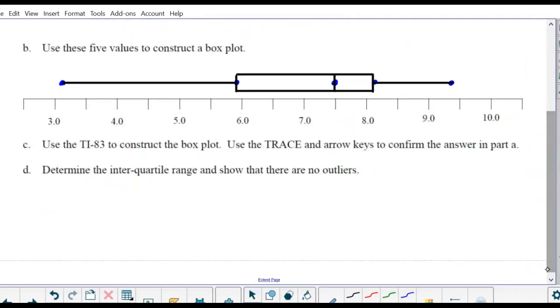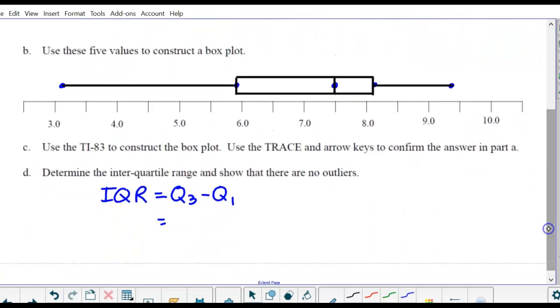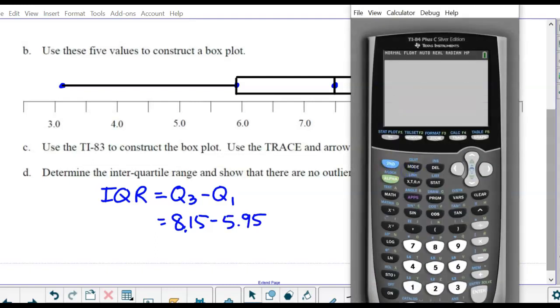So determine the interquartile range. Remember that's Q3 minus Q1. So that was 8.15 minus 5.95, which is 2.2. Question? No problem.